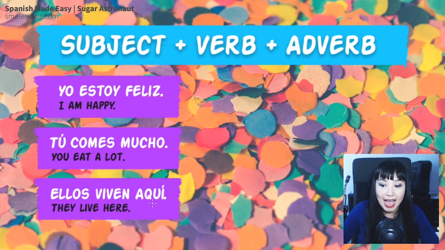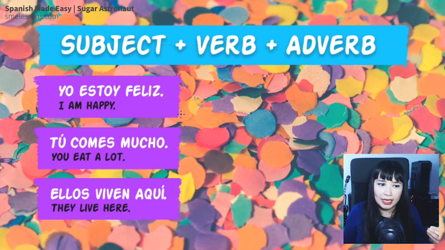Ellos viven aquí. They live here. Ellos is the subject. Viven is the conjugated form. And aquí is the adverb. So that's very, very easy.